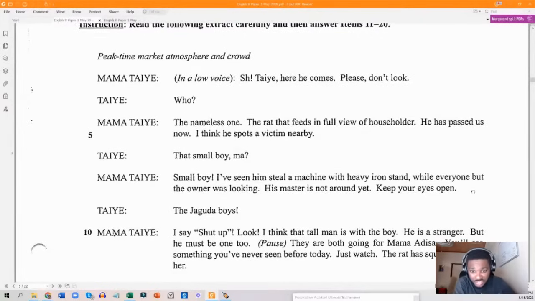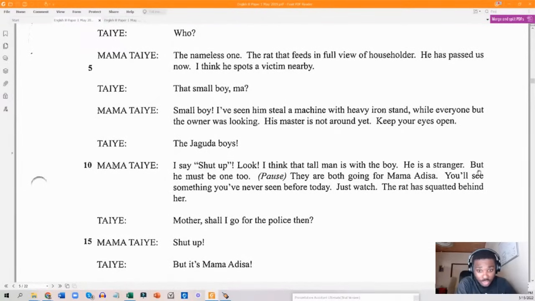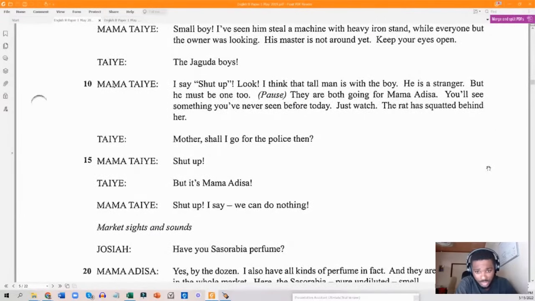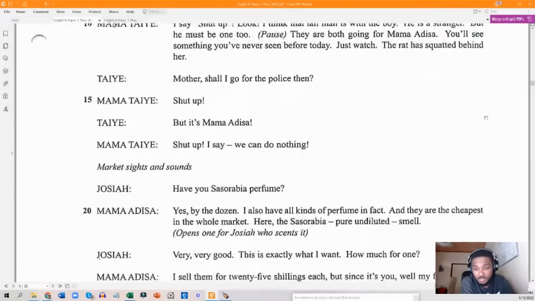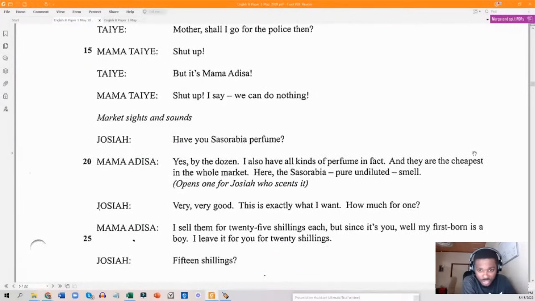The Jaguda boys. I say, shut up. Look. I think that tall man is with the boy. He's a stranger, but he must be one too. Pause. They're both going for Mama Adissa. You'll see something you've never seen before today. Just watch. The rat has squatted behind her. Mother, shall I go for the police then? Shut up. But it's Mama Adissa. Shut up. I say, we can do nothing. Market size and sounds.